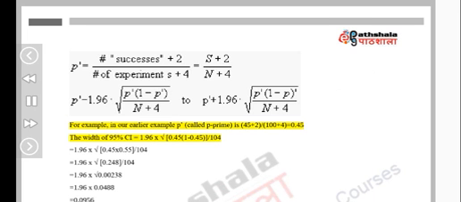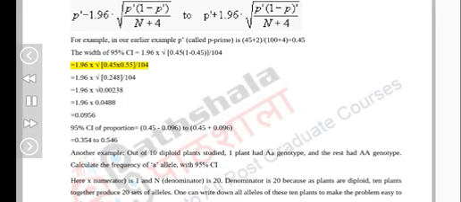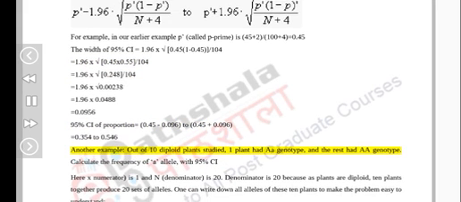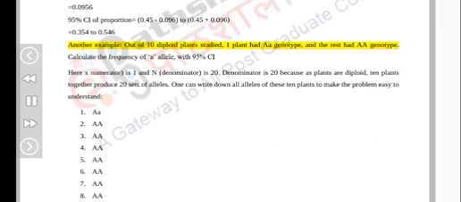For example, in our earlier example P, called P prime, is 45 plus 2, 100 plus 4 equals 0.45. The width of 95% CI equals 1.96 x square root 0.45, 1 minus 0.45, 104. Equals 1.96 x. 95% CI equals 0.